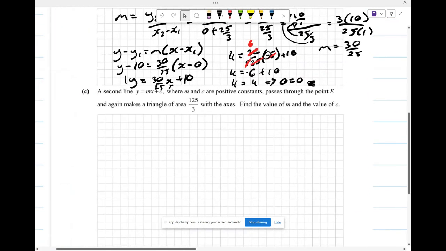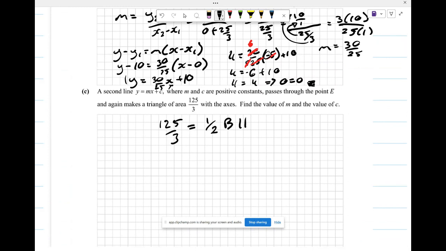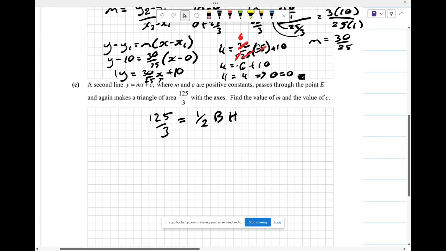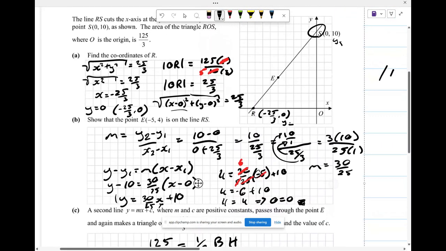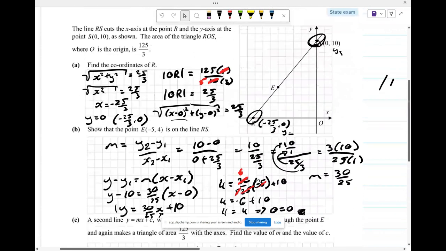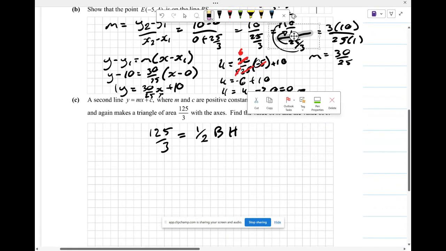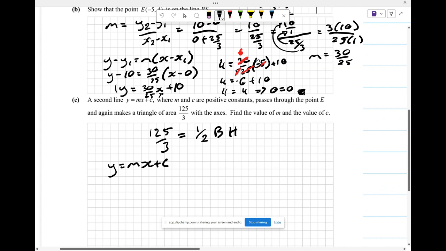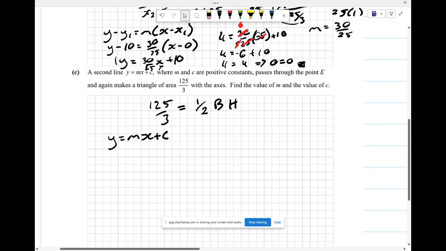So we know the area is going to be 125 over 3, and that's going to be half our base times our height. Well, how are we going to do that? Same thing we can do here is we can find where it crosses both the x and the y axis. So let's do that. So our equation is y equals mx plus c. Where does it cross the y-axis? We know if it's written like this, it's going to cross the y-axis at c.